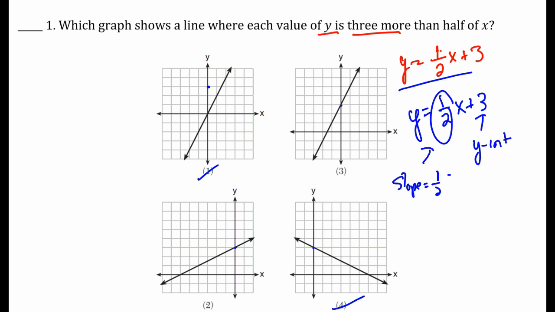So we're stuck between choices 3 and choice 2. This line has a slope of up 2 over 1, whereas this line has a slope of 2 over 4. 2 over 4 is 1/2. So choice 2 is the answer because it has a slope of 1/2 and a y-intercept of 3. Make sure you can write equations of lines and make sure you can identify slopes and y-intercepts from graphs.